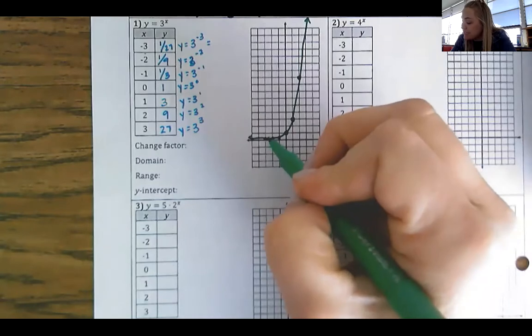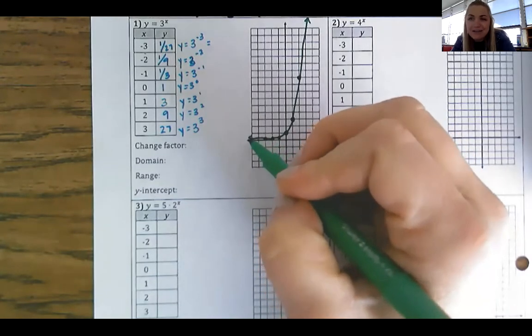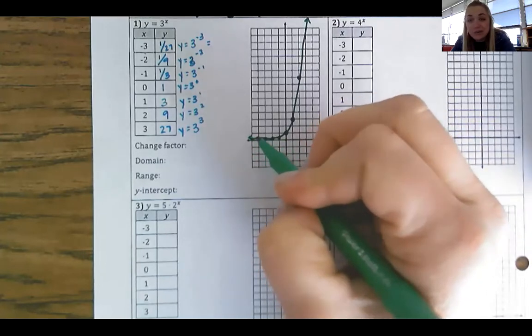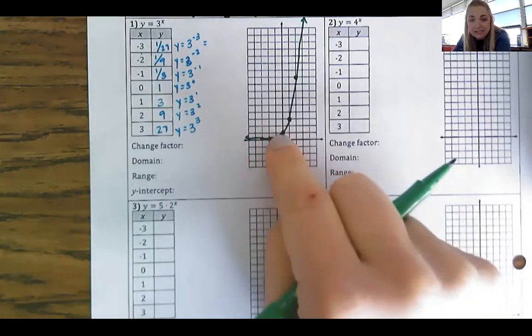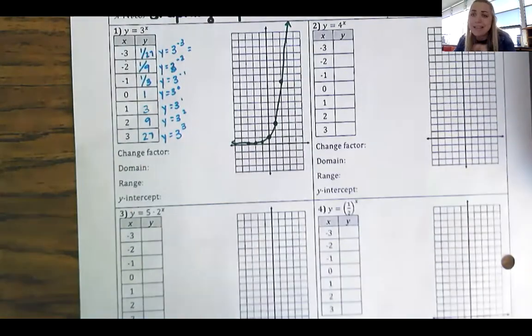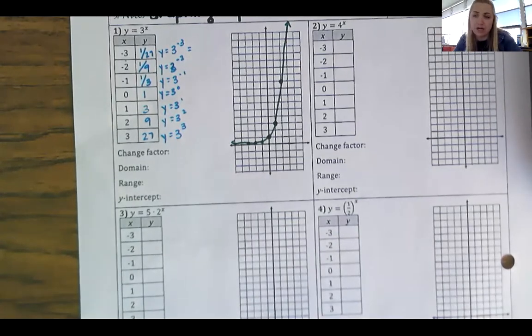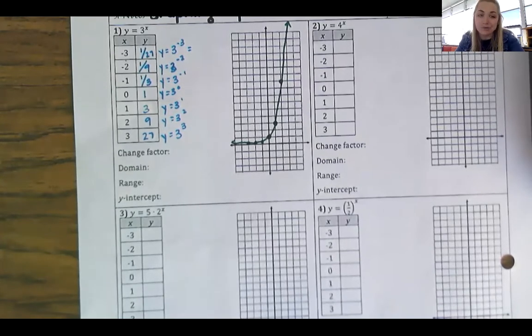But what you'll notice is this would just keep getting to be a bigger and bigger denominator on our fraction, but it's never actually going to go into the negatives. So this line is never going to cross below the x-axis. If your line does cross below, erase and fix, because that is not allowed. It's just a smaller and smaller fraction. It's like getting closer and closer and closer, but it never actually reaches it.